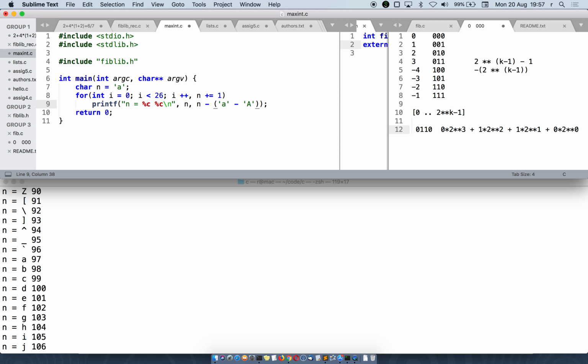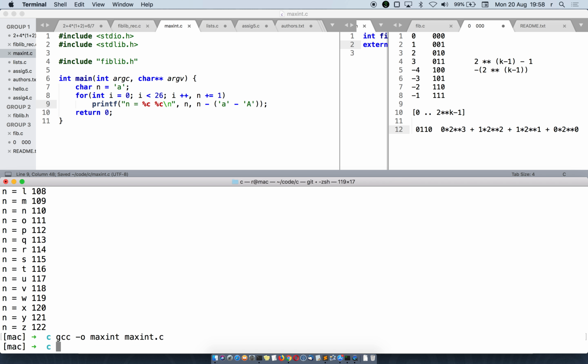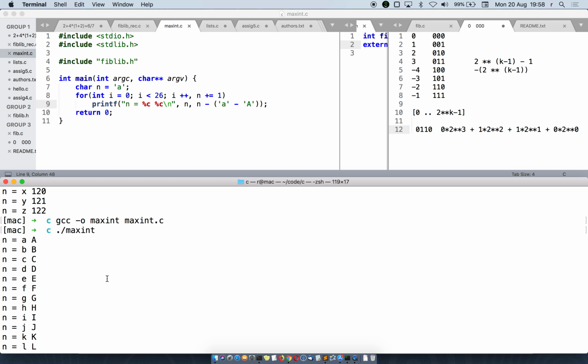Yes, I told you it's an integer. This is just another way of saying 97. It's not a character, it's an integer, right? It's an integer that has only 8 bits, remember. Okay. So now we have all the characters, both small and capitals, right?